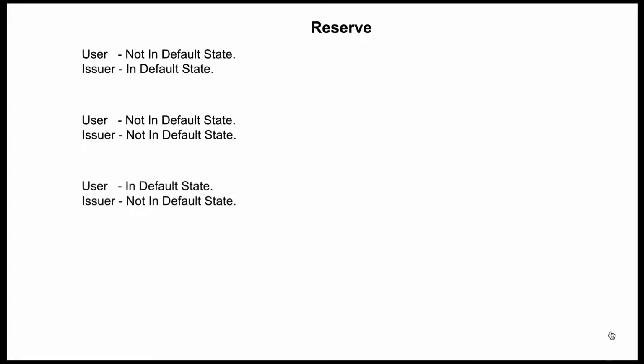Now if the user is in default state and the issuer is not in default state, in this case the issuer pays for the owner reserve. And if a trust line is in its default state on both sides, it will be removed or deleted from the XRP ledger. Now let's see how to set default state from the user end as well as from the issuer end.